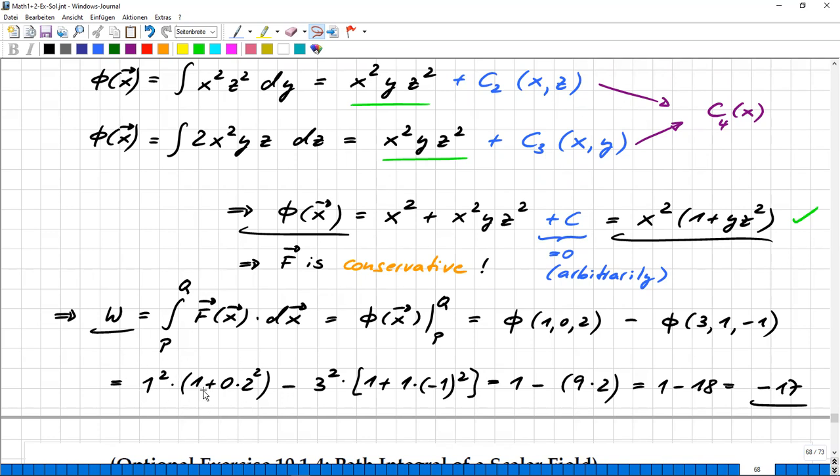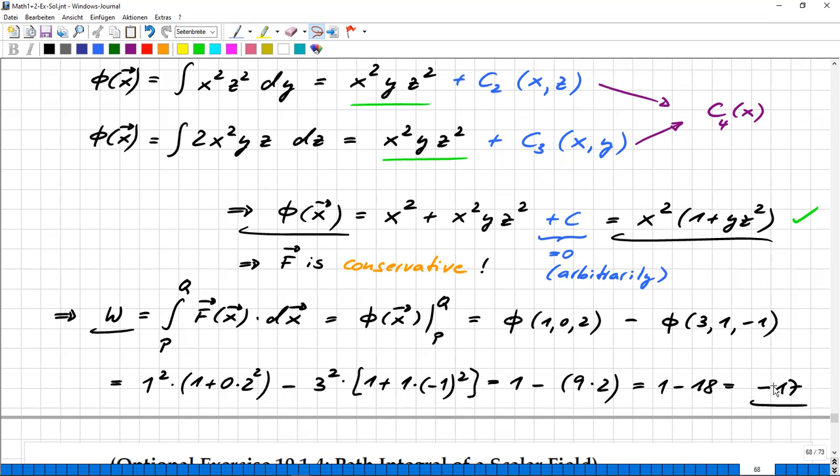So this is the end value of the potential at point Q. And then subtracting the starting value by inserting the coordinates of point P, which are 3, 1, negative 1. 3 for x, so this is 3 squared, then 1 plus 1 for y, and times negative 1 squared for z squared. And look here, the squaring removes the minus sign. So inside the parentheses, I have 1 plus 1, which equals 2. Outside, it's a factor of 9. So I have 9 times 2, which is 18. Actually, I get 1 minus 18, which is negative 17.